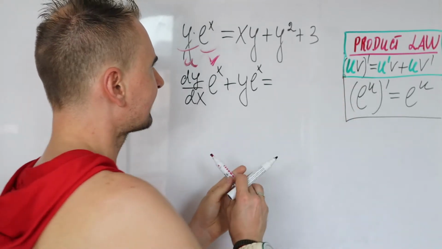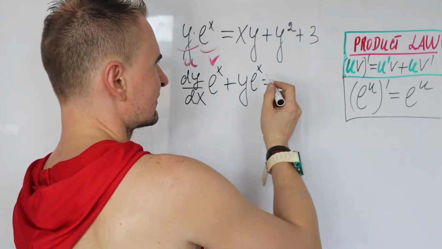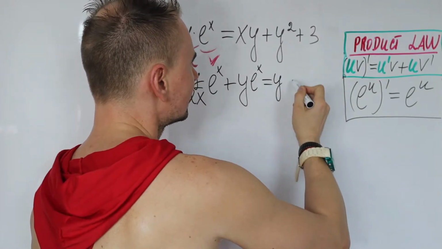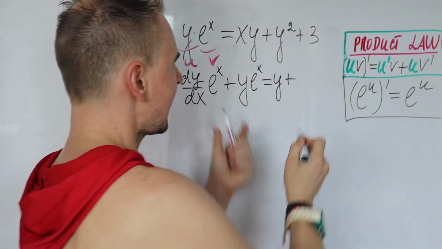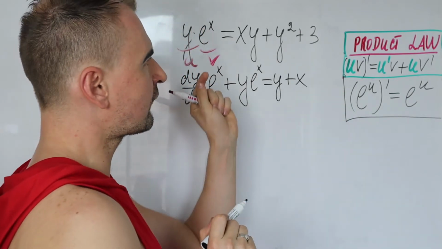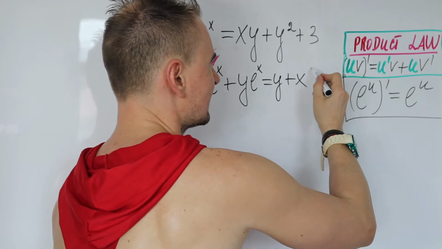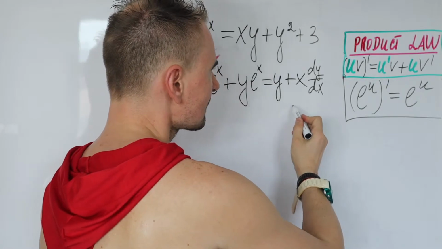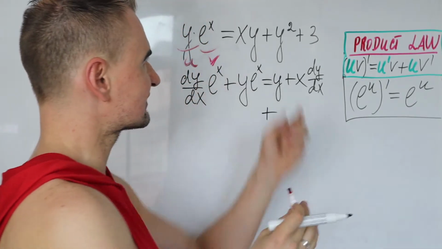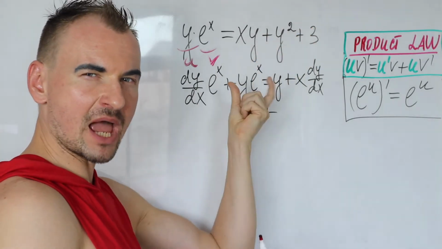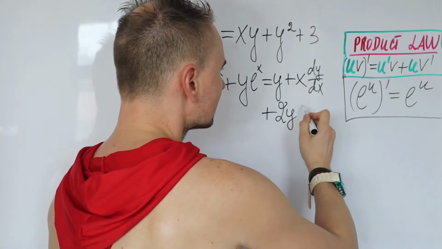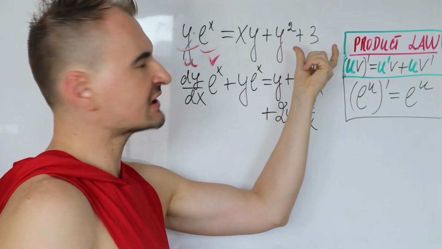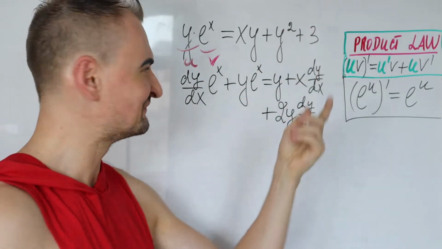Moving to the right side, x times y, a product pops out at you. Use the product rule. The derivative of x is 1 times y plus x times the derivative of y, which is 1 times dy/dx. Plus y squared. Apply the power rule to y, times dy/dx. And the derivative of 3 is just 0. I'm going to just ignore it.